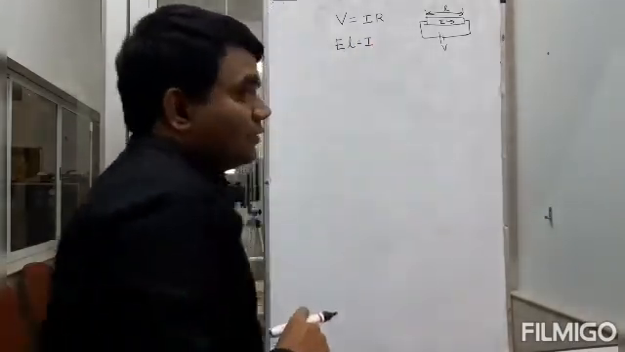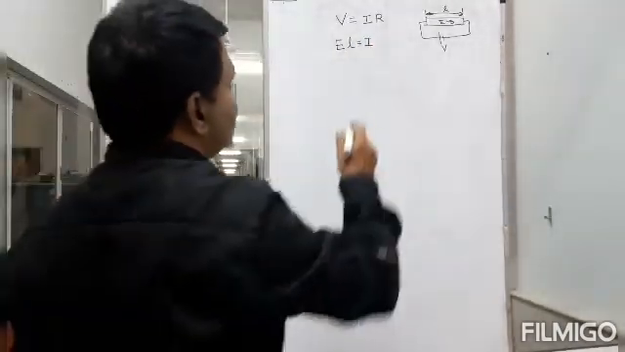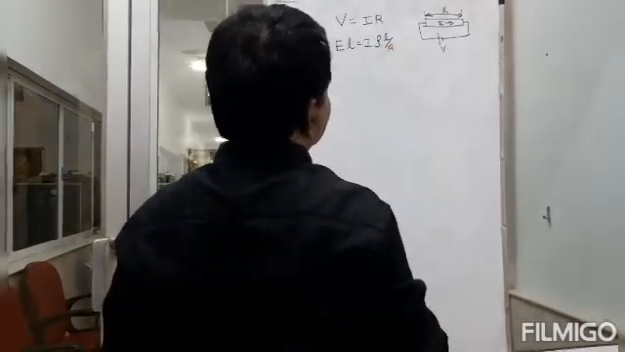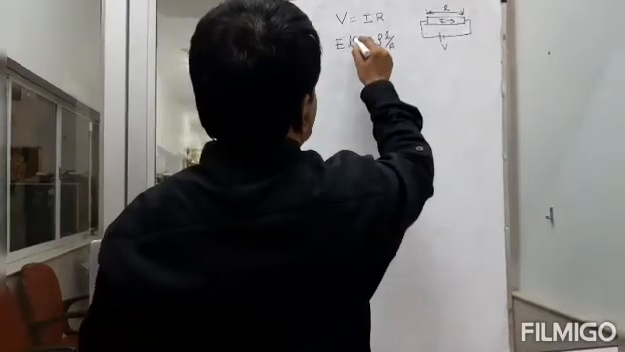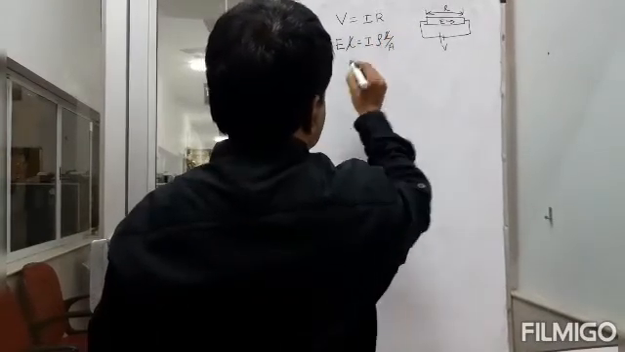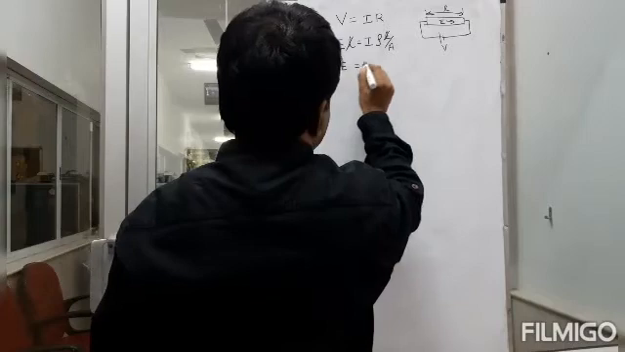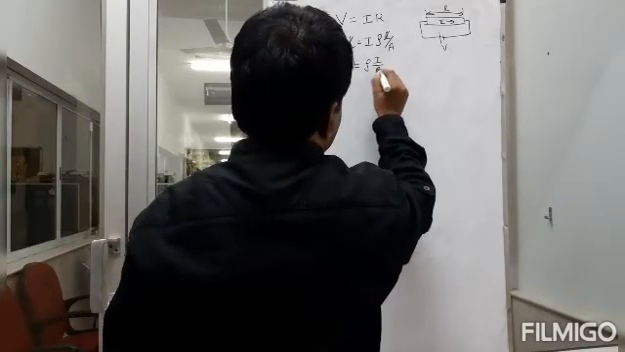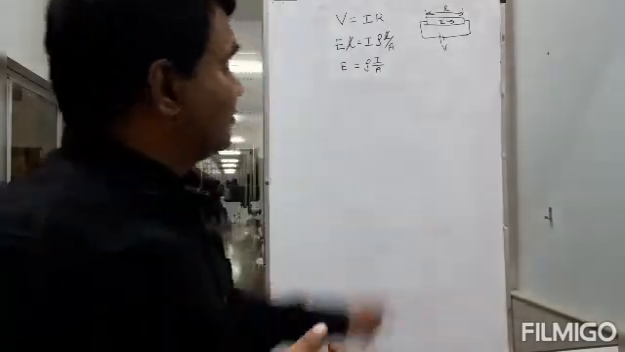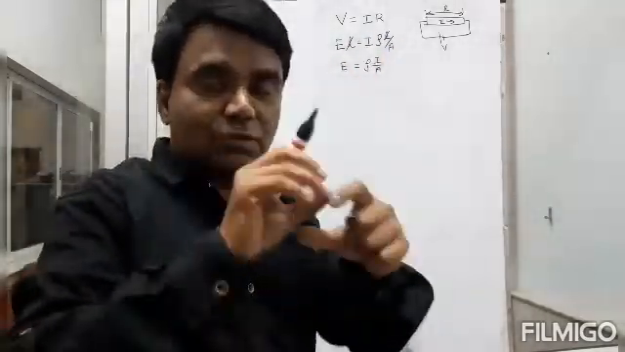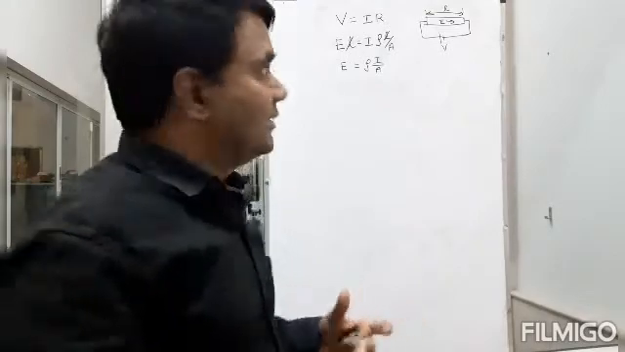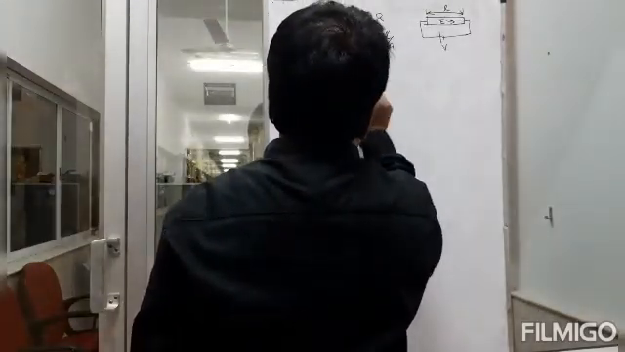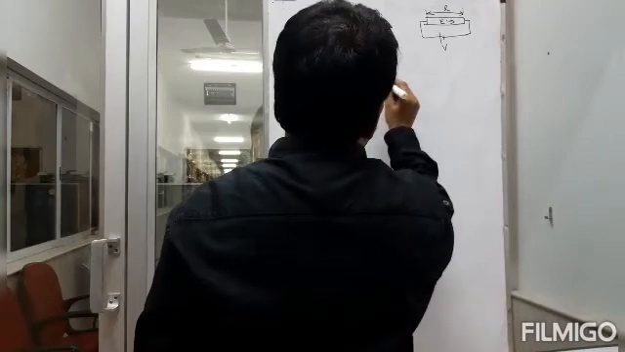So what is R? R we know to be rho into L by A. So L and L will cancel. So E can be written as rho into I by A. So what is I by A? Current through the area. That is current density, that is J. So E can be written as rho into J.